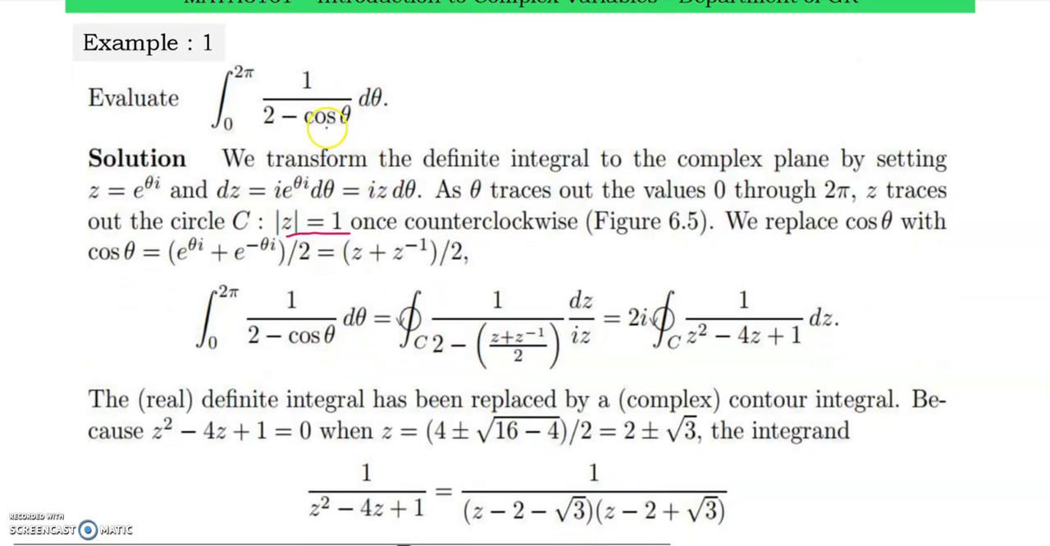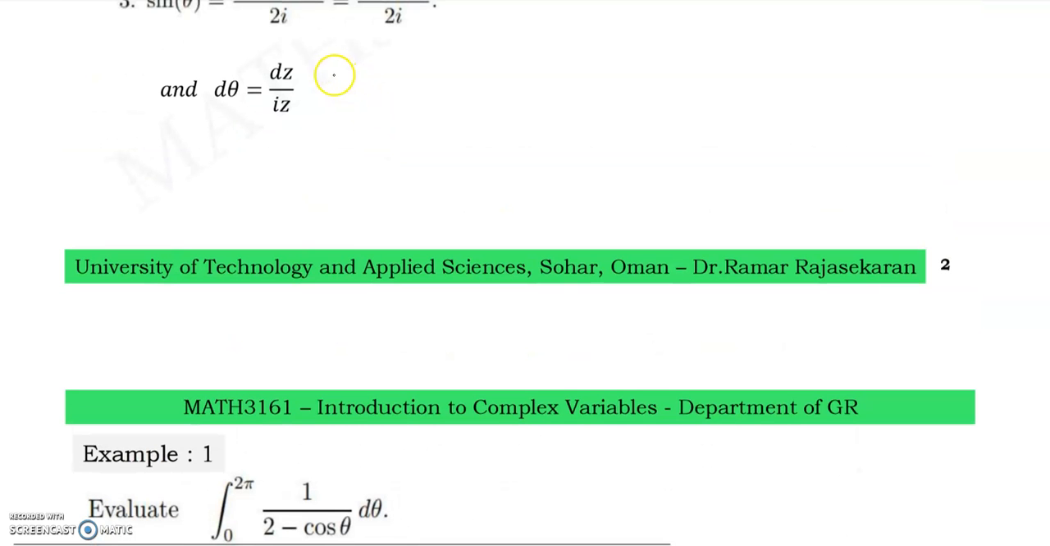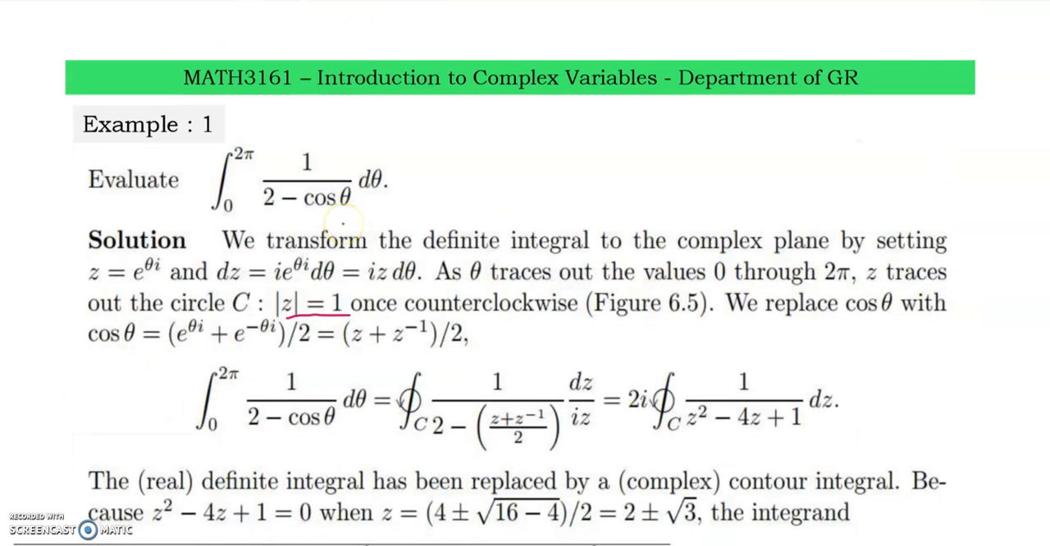Here we are going to substitute that one. Actually, it is explained here. So now, what is d theta? d theta is nothing but dz over iz. So now what are we going to do? We are going to substitute the value of cosine theta and d theta. Then we will simplify. That is the first step. Then what will we get? We will get the given integrand in terms of z.